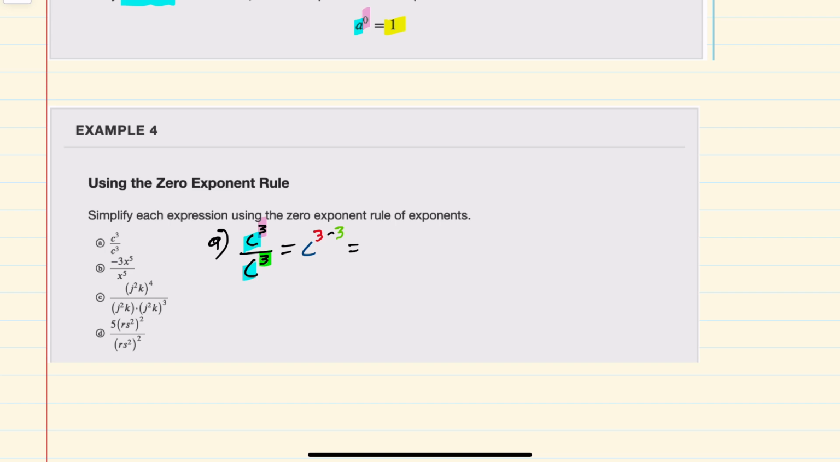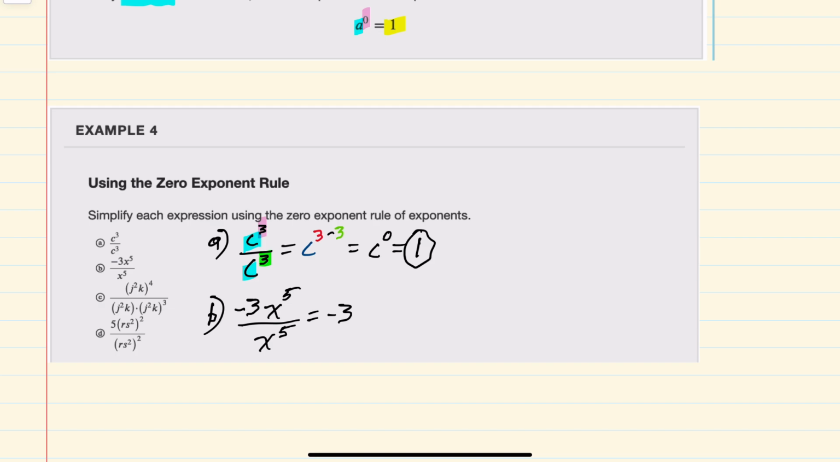Notice that this simplifies to c to the zero power, which we now know is 1, so that a expression simplifies to just 1. Our b expression has negative 3x to the fifth over x to the fifth, which we can rewrite as negative 3.